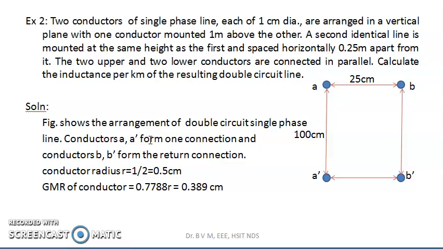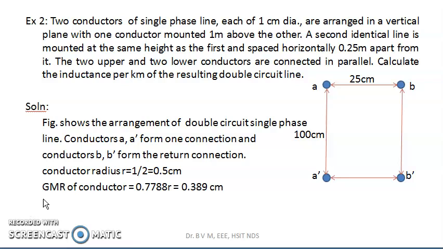Conductors A and A dash form one connection, and conductors B and B dash form the return connection. Okay, so now, what is the radius of each conductor? He has given 1 centimeter diameter. Therefore, the radius of each conductor is 1 divided by 2, that is 0.5 centimeter.